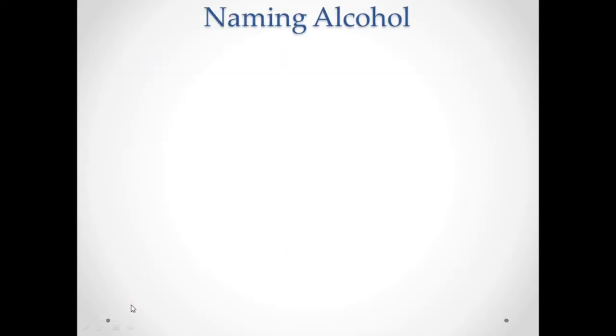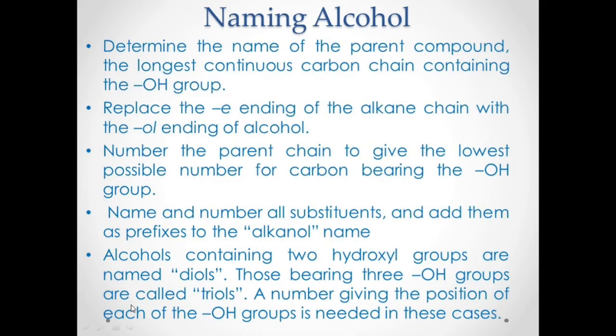Now let's move on to the naming of alcohols. So how do we name alcohols? First, you determine the name of the parent compound. That's the same as what we have discussed on how we name organic substances according to the IUPAC nomenclature system. So determine the name of the parent compound, which is the longest continuous carbon chain containing the OH group. Remember, the OH is now our priority, because that is an alcohol.